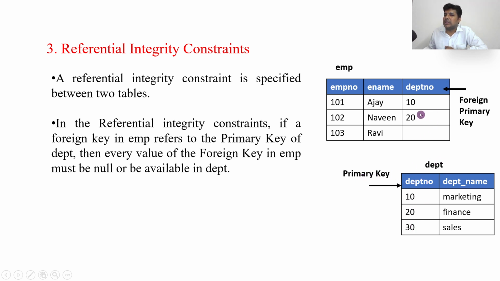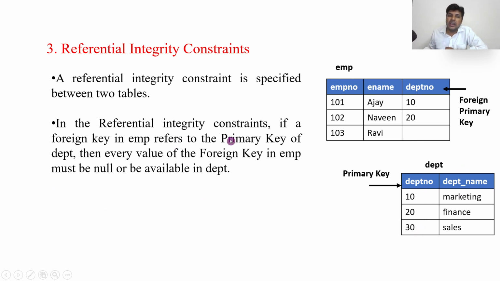See, whenever you select a foreign key and primary key, both should be common. Now if you don't have this common column, what happens? You cannot give a foreign key, because this common column is what joins both tables. For example, 101, or if I say Ajay, which department is he in? See, department 10. What is department 10? Marketing. So automatically Ajay is in marketing. How do I know Ajay is in marketing? Because this common column helps us connect both tables. That's why the employee table has a foreign key, and the same column will be the primary key in the other table. So remember, a foreign key will be a primary key in the other table.